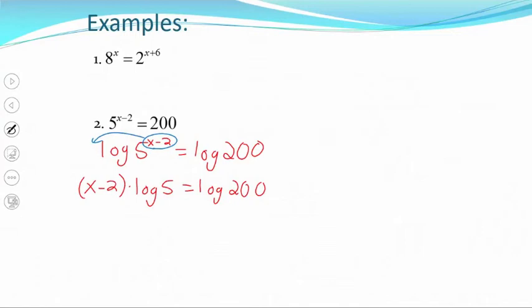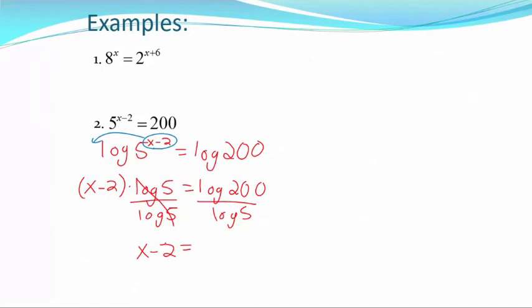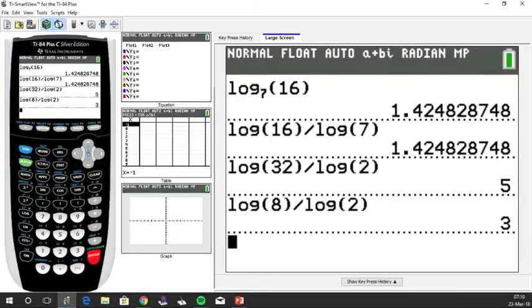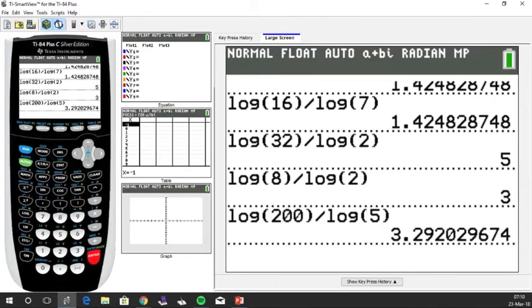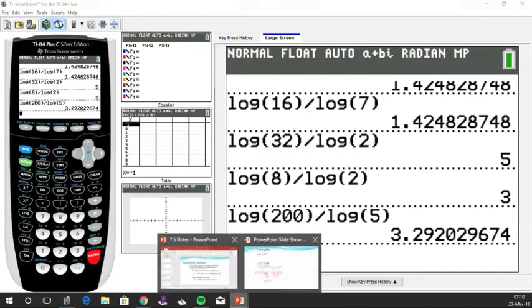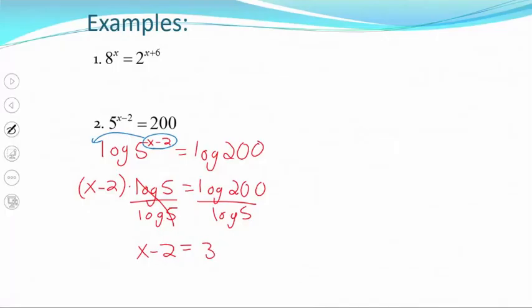Alright. Now I want to combine these logarithms. I'm going to divide by the log of 5 since I'm multiplying by the log of 5, to move it to the right-hand side. So now I'm going to have x minus 2 equals whatever log 200 divided by log of 5 is. Give me a moment to do that. Now, I think it's a decimal, but that's okay. Log of 200, close parentheses, divided by log of 5. And we get 3.29. So we'll just use that. Equals 3.29.